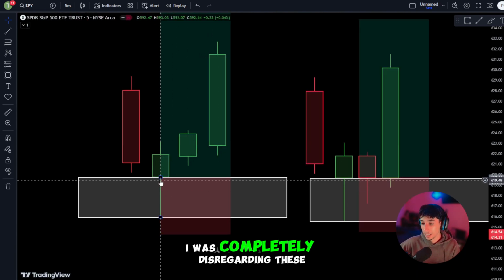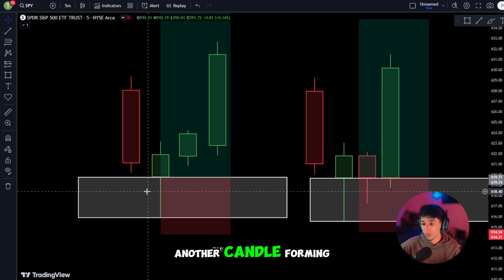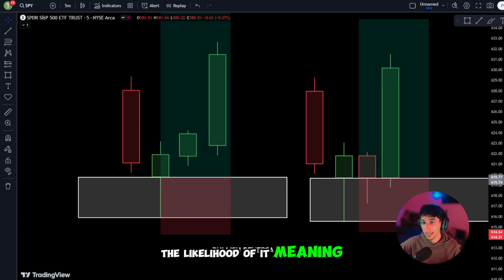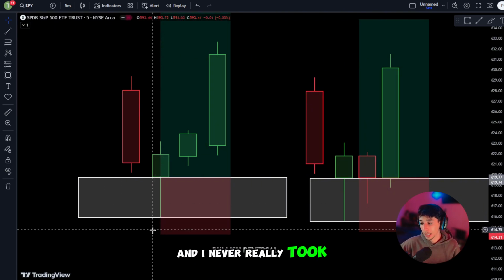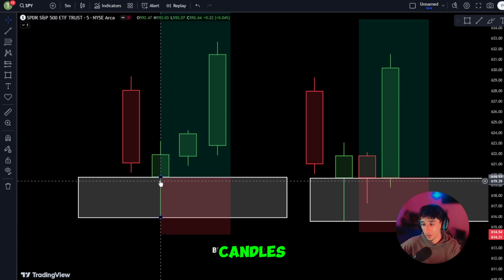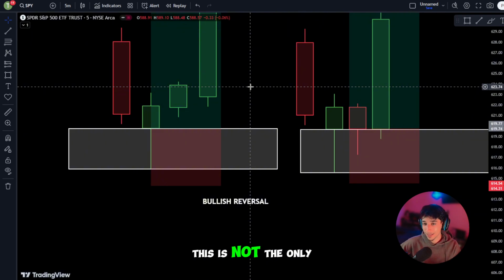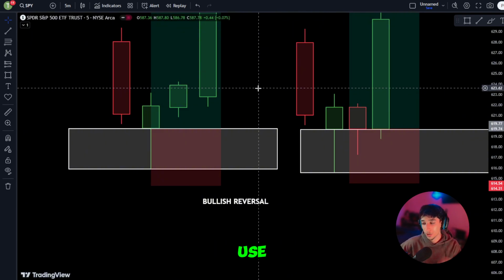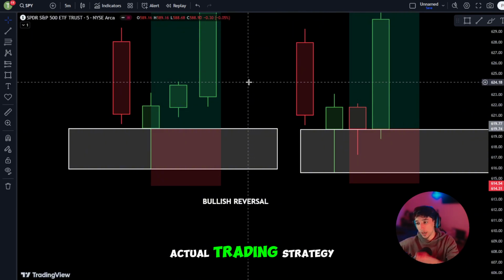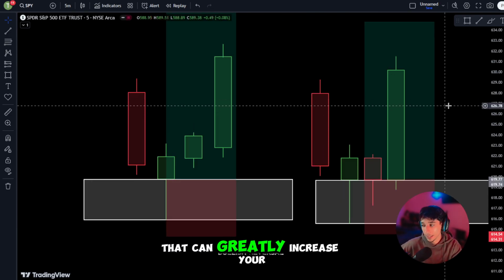I was completely disregarding these wicks, and I would just think it's another candle forming. The likelihood of it meaning anything is very low, and I never really took it into consideration. But the more you look out for these wicked out candles, the better your strategy becomes. Now, this is not the only strategy you're going to want to use. There's going to be an actual trading strategy I'm going to show you guys in a demonstration here that can greatly increase your win rate.